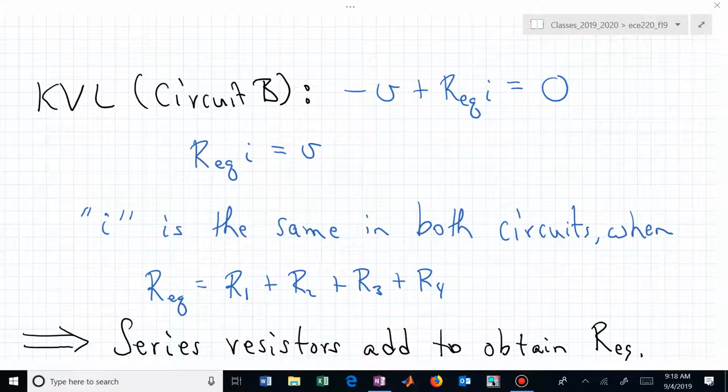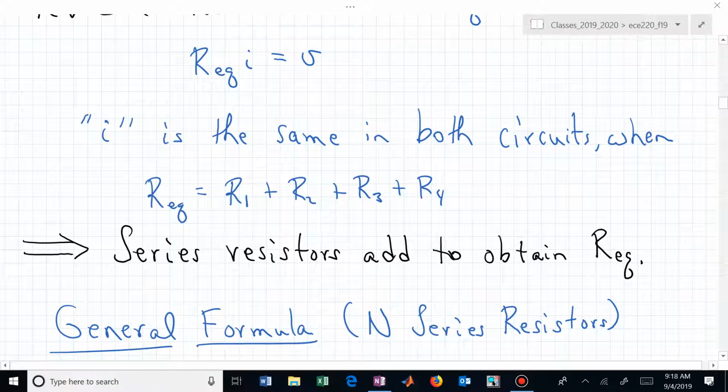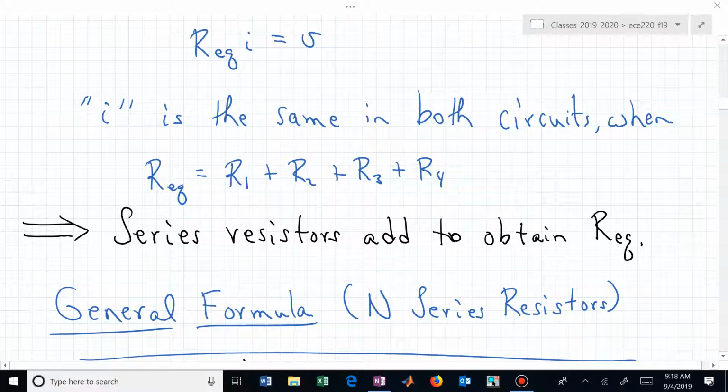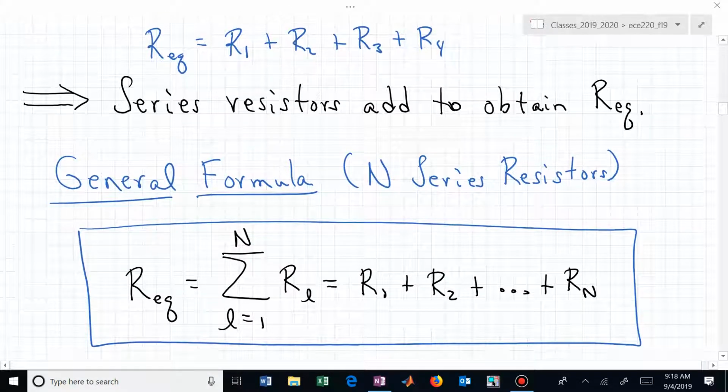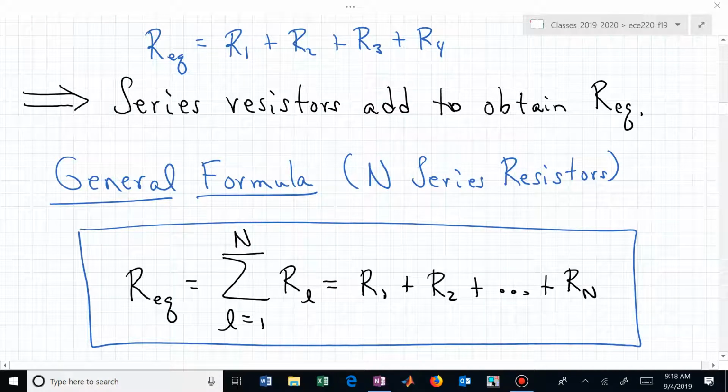R equivalent is just the sum, so series resistors add to obtain R equivalent. And our general formula, if we have capital N such resistors connected in series, we just add them all up to obtain our equivalent resistor. And that might be easier to analyze. We just add up all the resistors, then we just divide by that one number when we want to find the current in that series connection.